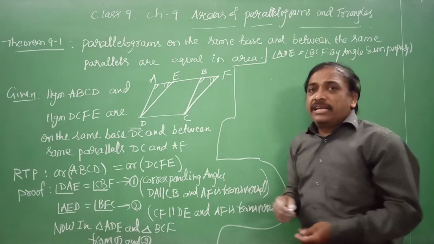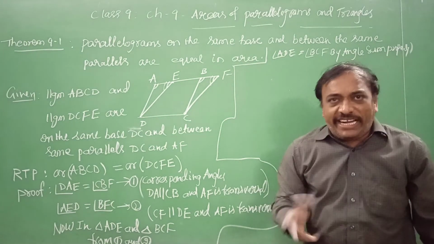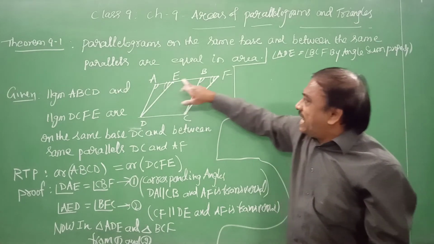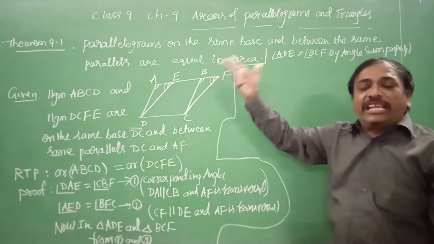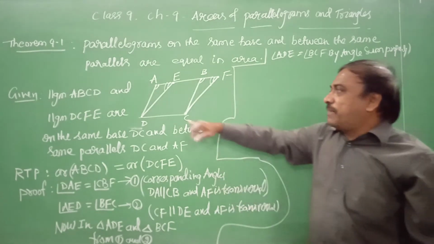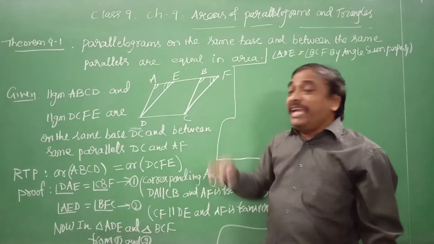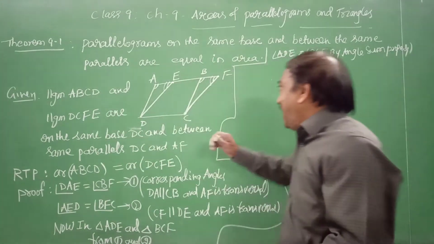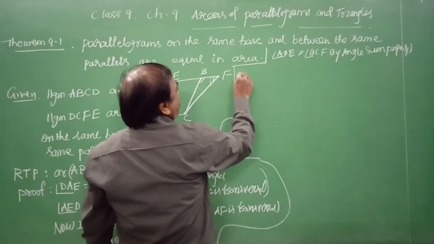Angle sum property: the sum of the three angles in a triangle is 180 degrees. As this angle is equal to this, and the second angle is equal to this, two angles are correspondingly equal. So by the angle sum property we can say that the third angle will also be equal. Now, when the three angles are equal, you see the triangles.